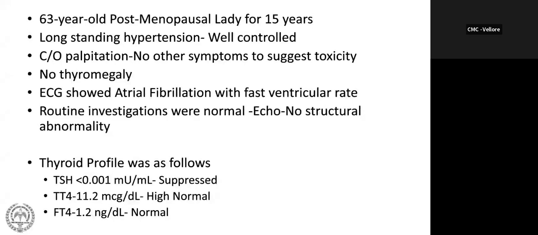Okay, fine. There's a lady who is a 63-year-old postmenopausal lady, with long-standing hypertension, well controlled. She's having palpitation, but other toxicity like weight loss or tremors are not there, and the patient has no thyromegaly. The patient is having atrial fibrillation with fast ventricular rate. The echo is showing no structural abnormality. Very classical, probably atrial fibrillation due to long-standing uncontrolled hypertension, and there is no structural abnormality in the echo. And because the patient has palpitation, probably that could be because of atrial fibrillation.